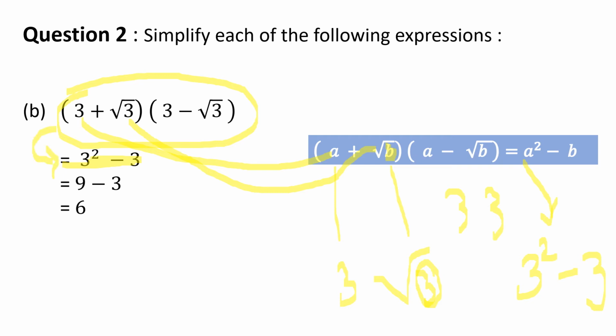Okay, so when I got this, now I'm going to solve it. 3 square is 9, 3 is 3, 9 minus 3 is 6. So I got 6 as my simplified answer. Okay, now the next part.